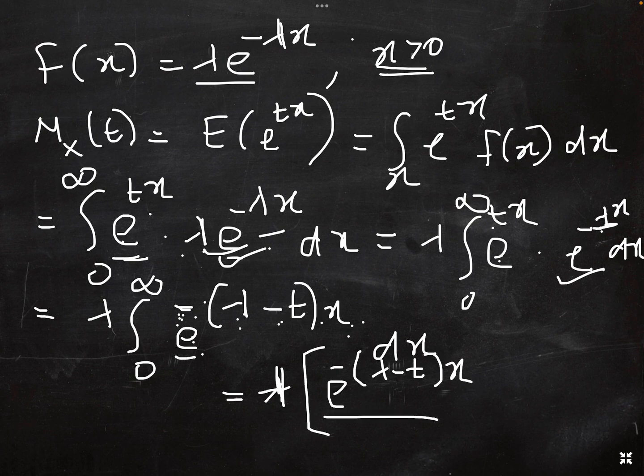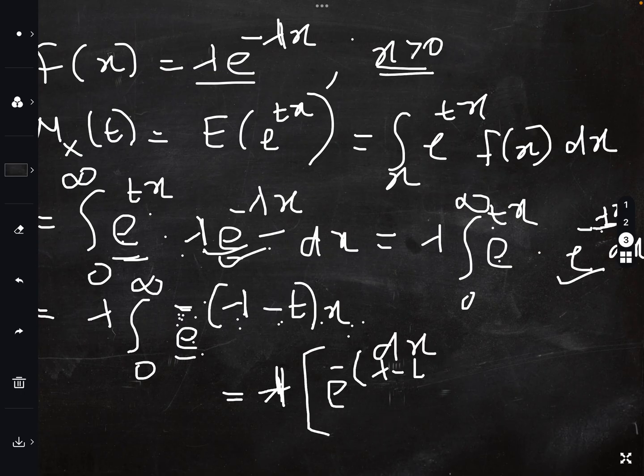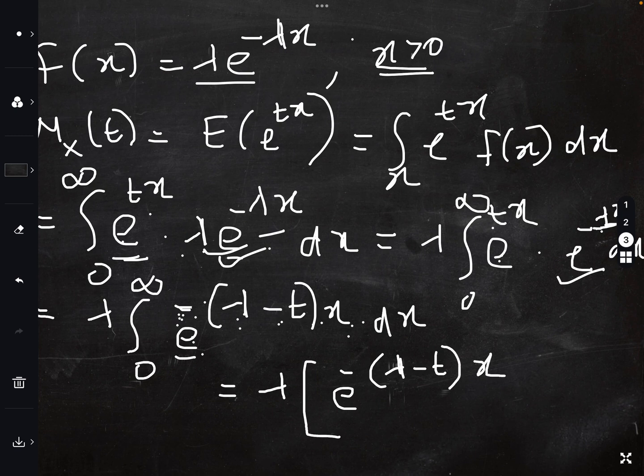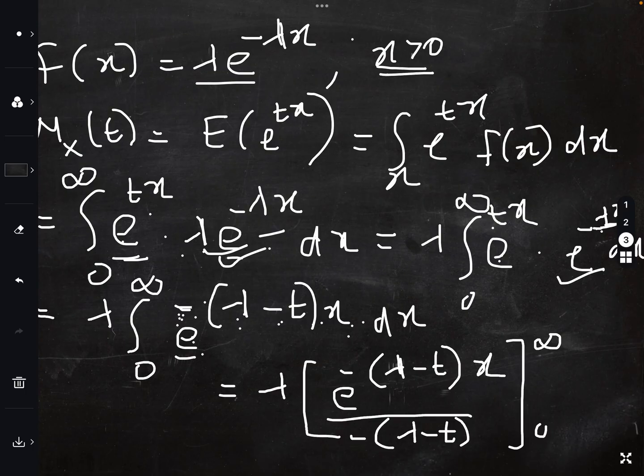Lambda times the integral of e raised to minus lambda minus t x, which is e raised to minus lambda minus t x divided by minus of lambda minus t, evaluated from infinity to 0.